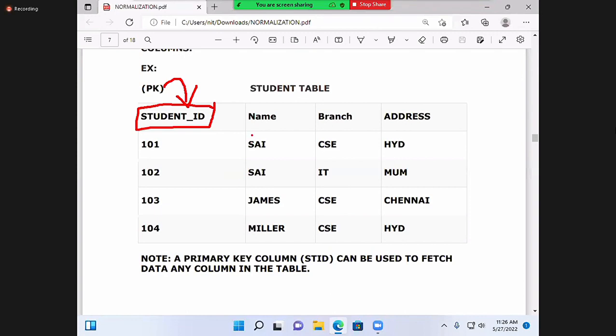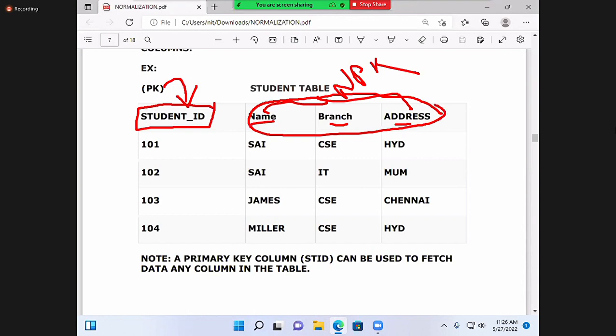Yes. And the remaining columns in this table are name, branch, and address. But on these columns, do you have any primary key? No. So can I say these 3 columns are non-primary key columns? Yes, definitely. So if these non-primary key columns depend on the student ID column, because student ID is a primary key column, then it is called a full dependency. How is it a dependency? Observe here.